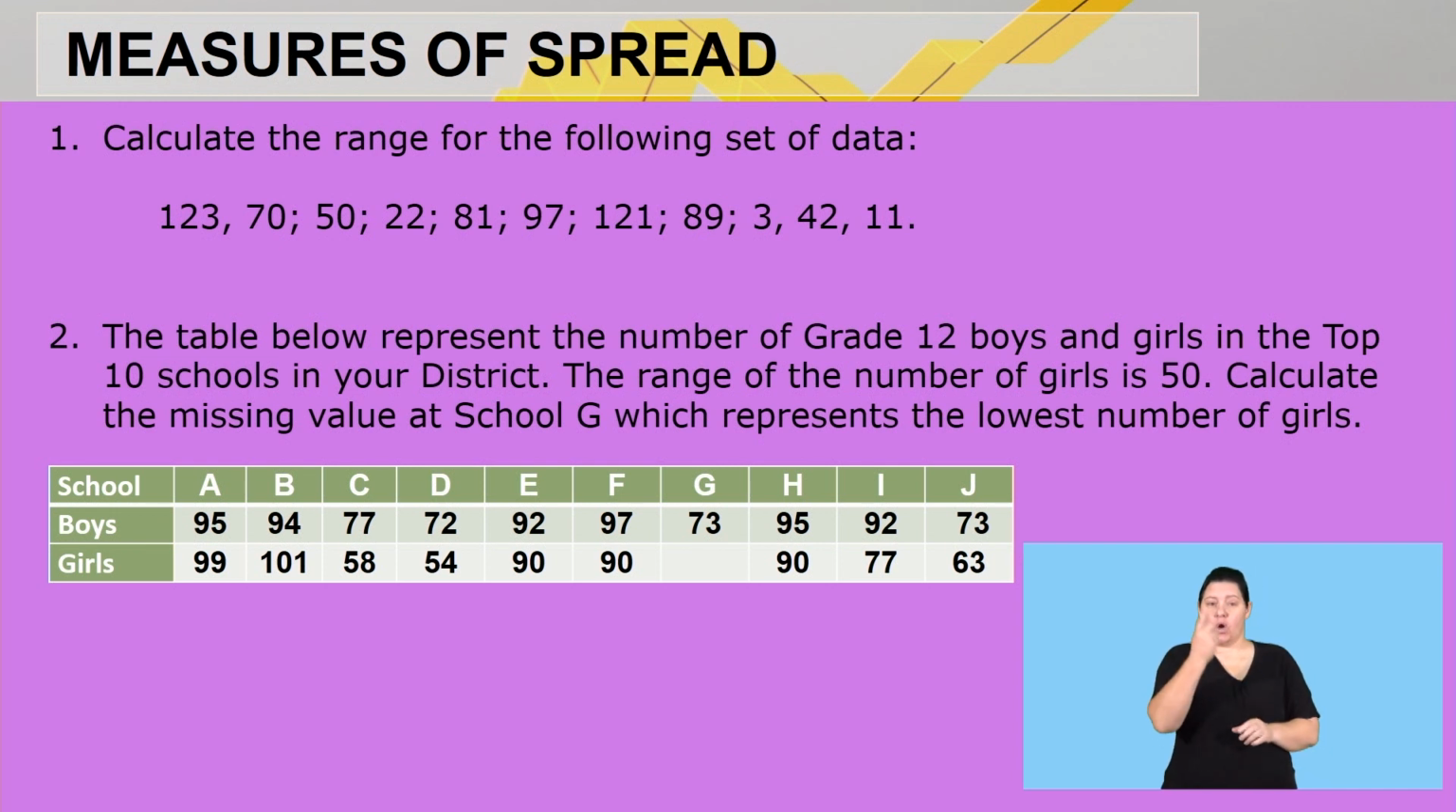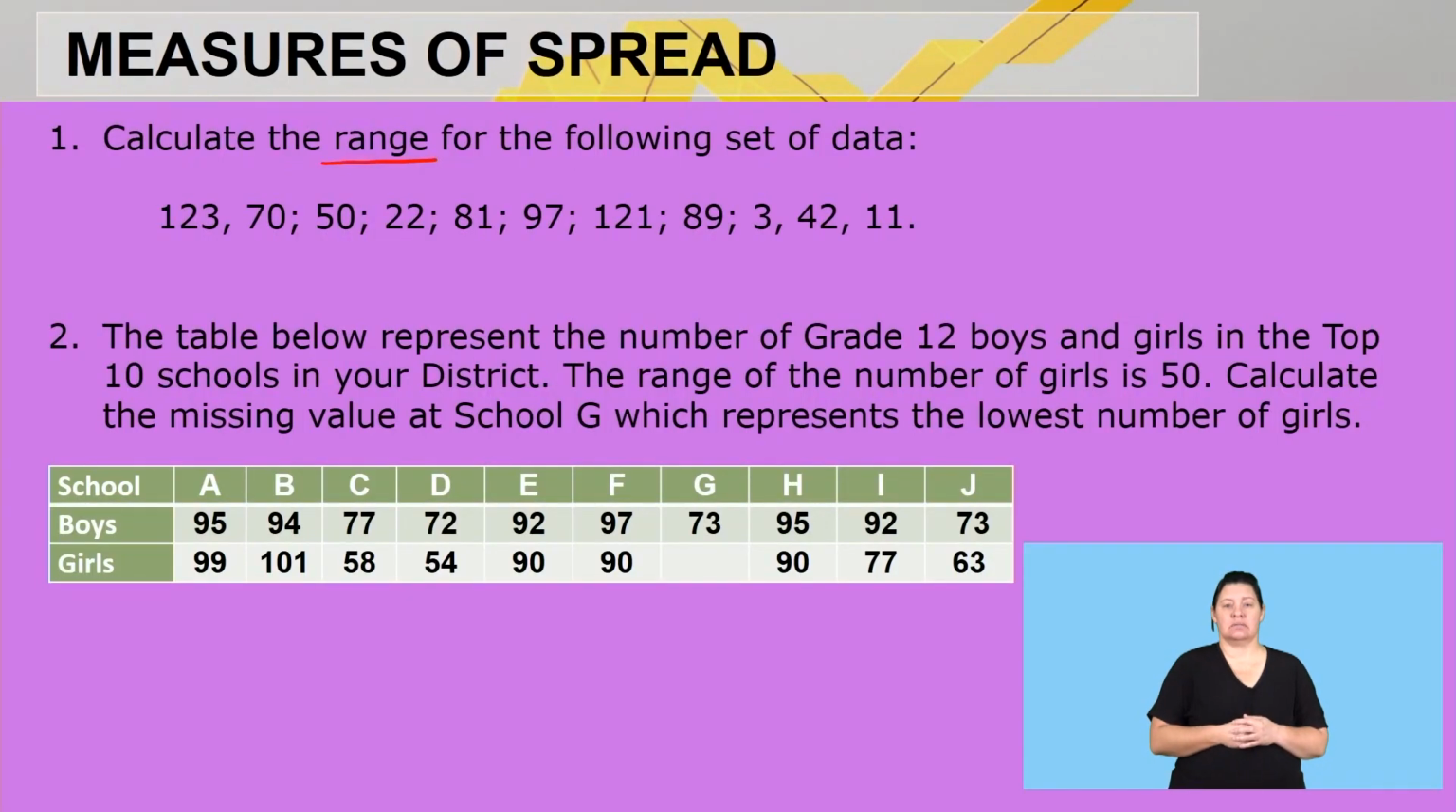So I'm saying here, question 1. Calculate the range for the following set of data. So I'm looking for the range, and there's the data given. Remember, we said in order to calculate the range, I must get the difference between the highest and the lowest value. So I'll do this here on our right-hand side. So I'll say range equals highest value minus lowest value. All right. So now I will locate my highest value here.